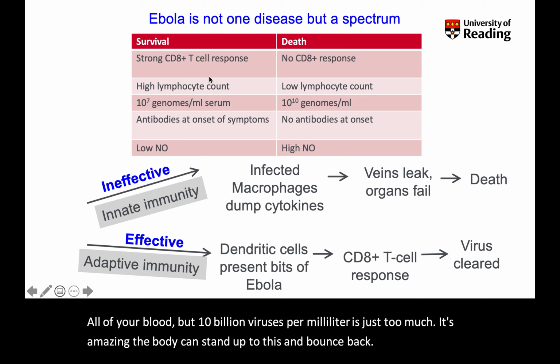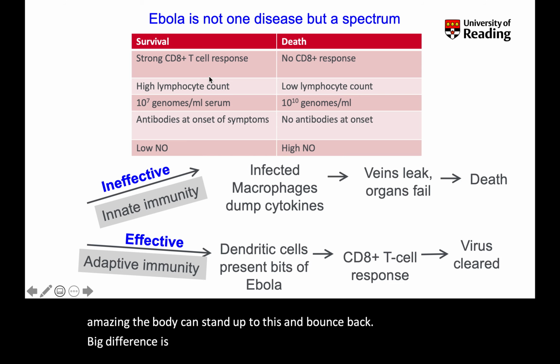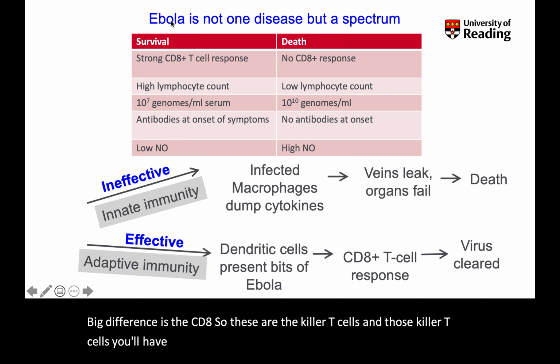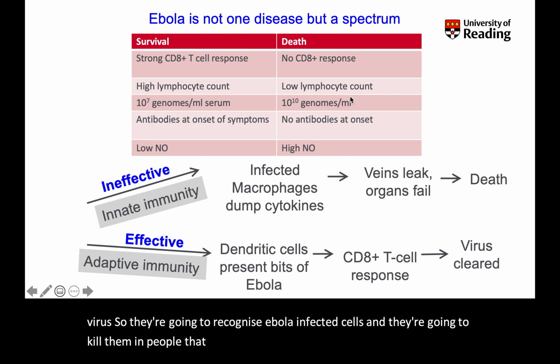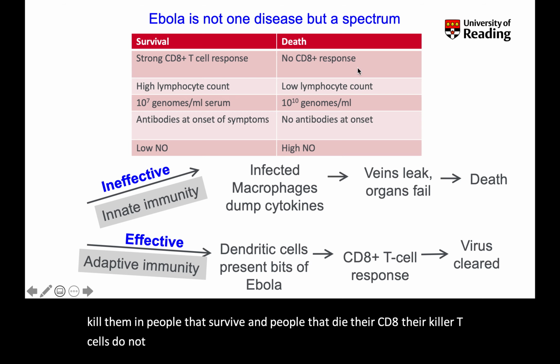Big difference is the CD8. So these are the killer T cells. And those killer T cells, you'll have a very strong response that is going to be specific to Ebola virus. So they're going to recognize Ebola infected cells and they're going to kill them in people that survive. In people that die, their CD8, their killer T cells, do not kill the virus. They just never learn.